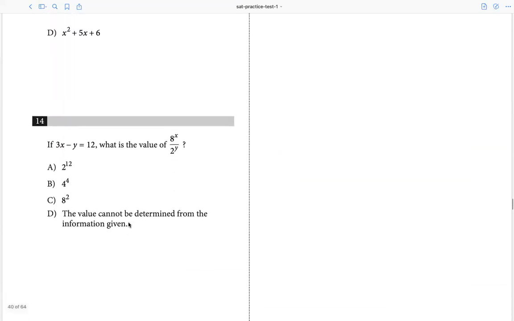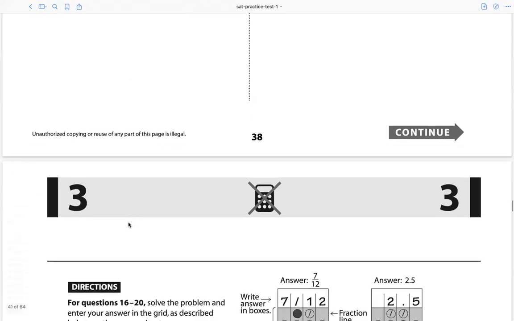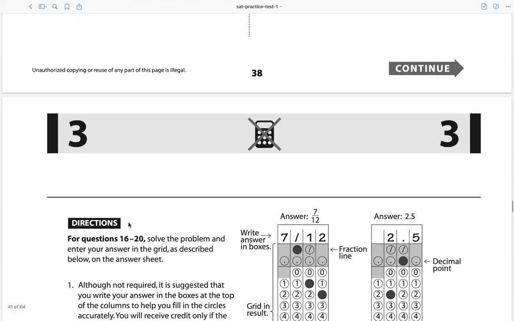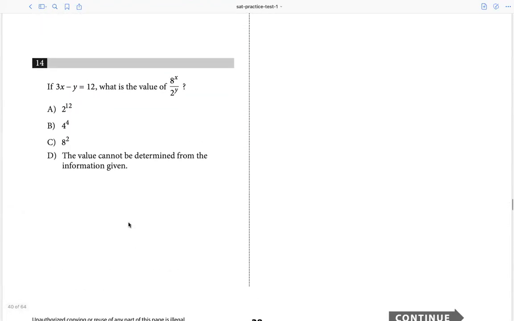Okay, let's see. Okay, that's it. That's it for this one. I think this is 2019.